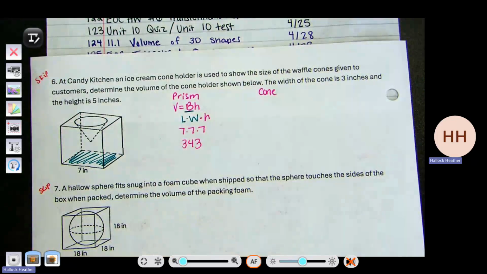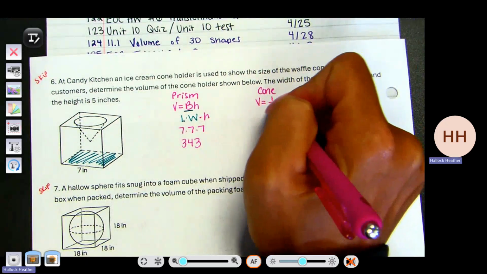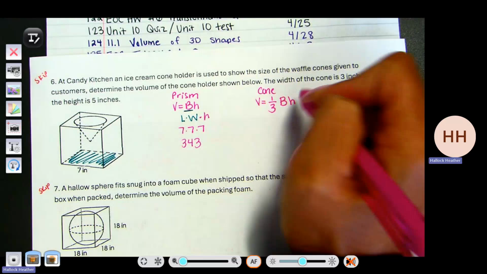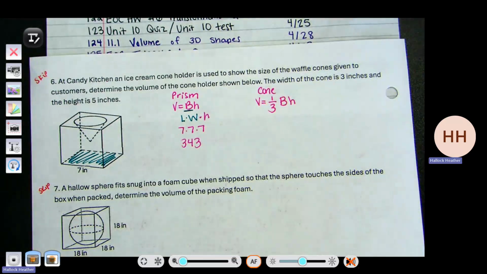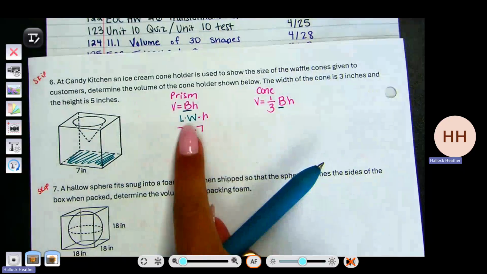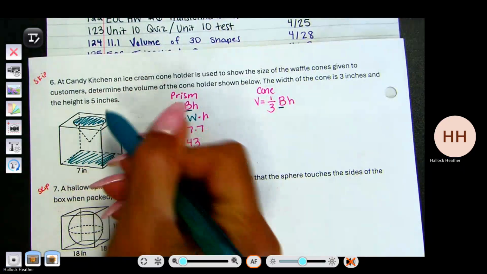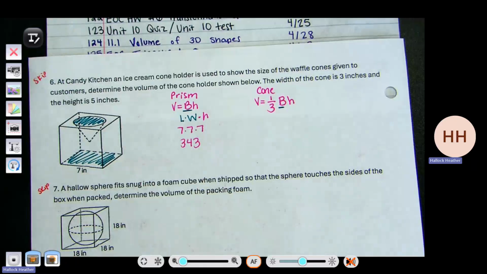Okay, we're going to find the cone. So looking at your blue formula sheet, we need the volume of a cone. One-third big B H. Oh, that's weird. The formulas are very similar. They are. Okay, the cone is not length times width. The cone's base is not a square. It's a circle. So how do you find area of a circle?